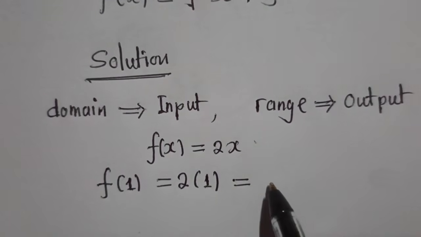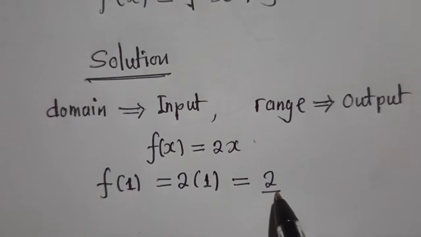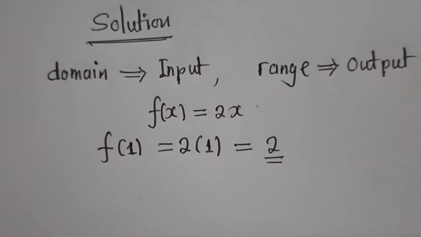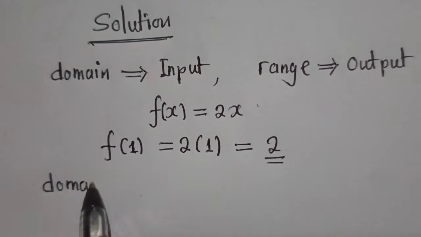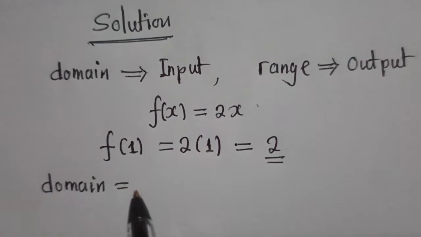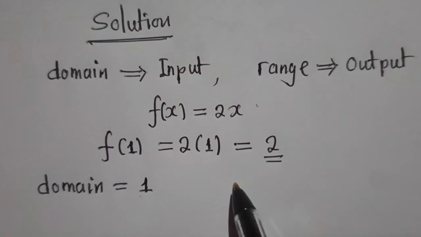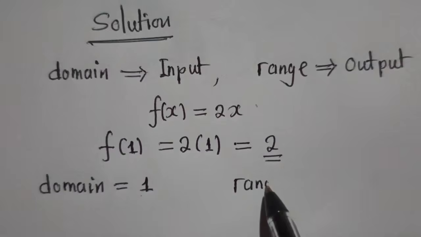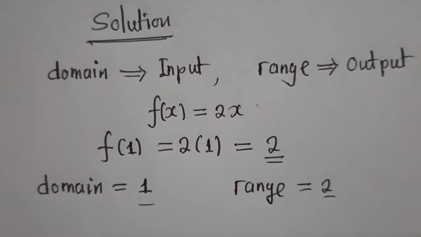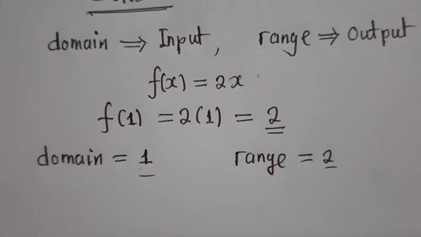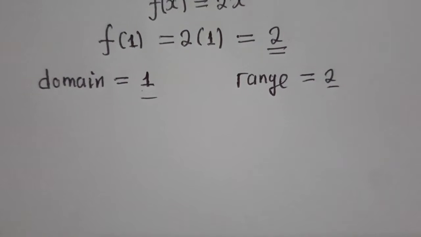And our answer here is coming out to be equal to 2. So in this case, we can say our domain is 1 and our range is 2. So these are the two things that you need to remember. Okay, so now let's go back to the question that we have.